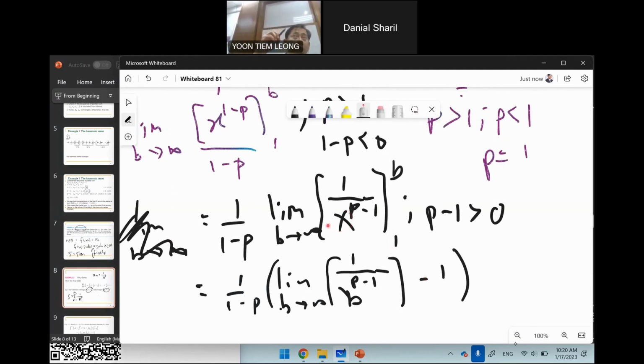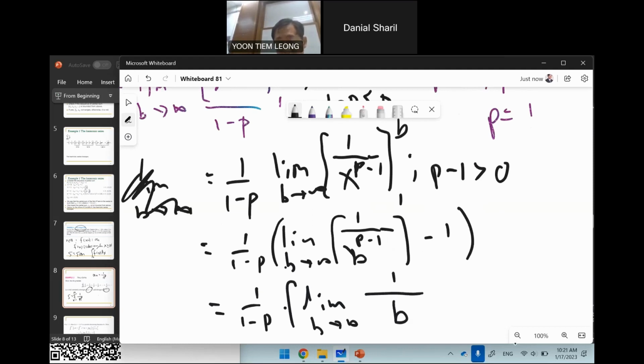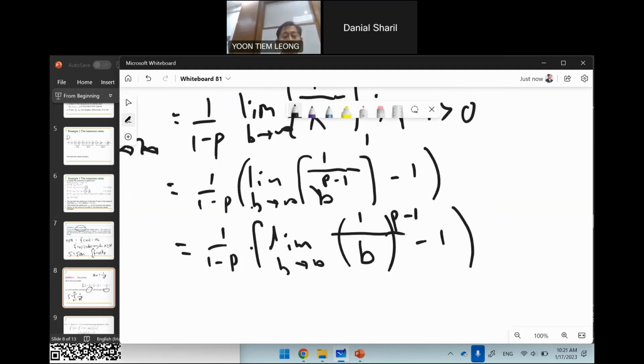So 1 raised to any power will always be equal to 1. Okay, so now we are almost there. Then what can you say about this? This is 1 over p, and then you have a limit of b going to infinity, and you have 1 over b raised to some power p minus 1 minus 1. Okay, so what can you say about that?